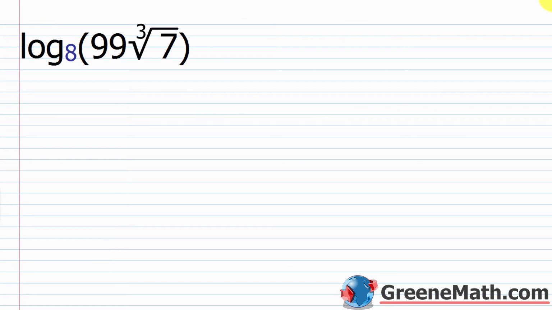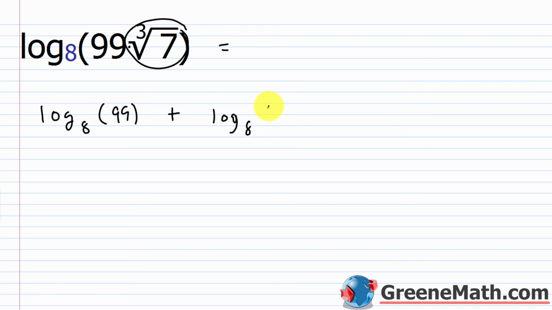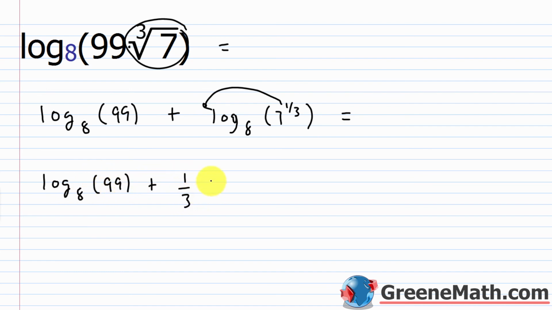All right, let's take a look at a note. So we have log base 8 of 99 times the cube root of 7. So again, I'll say this is log base 8 of 99 plus, right, I have multiplication there, log base 8 of, this guy right here I would write with a fractional exponent. So I would say this is 7 raised to the 1/3 power. Now I want to bring this guy out in front. So let's say this is log base 8 of 99 plus 1/3 times log base 8 of 7.